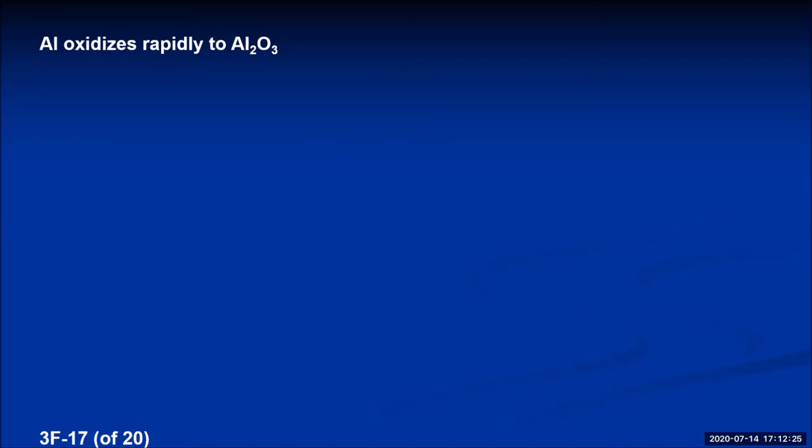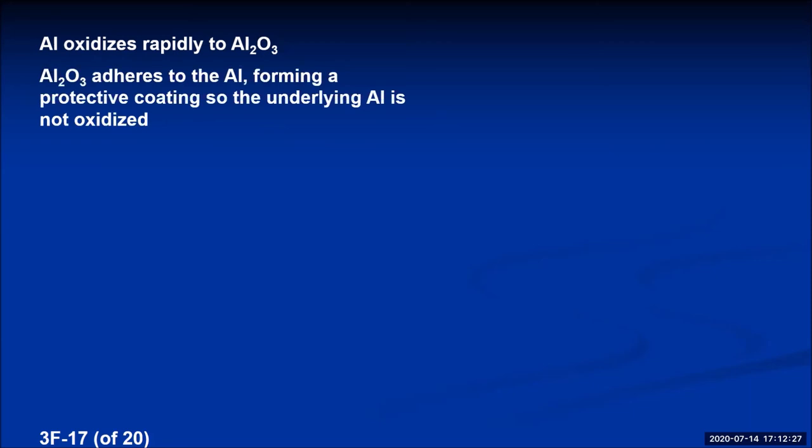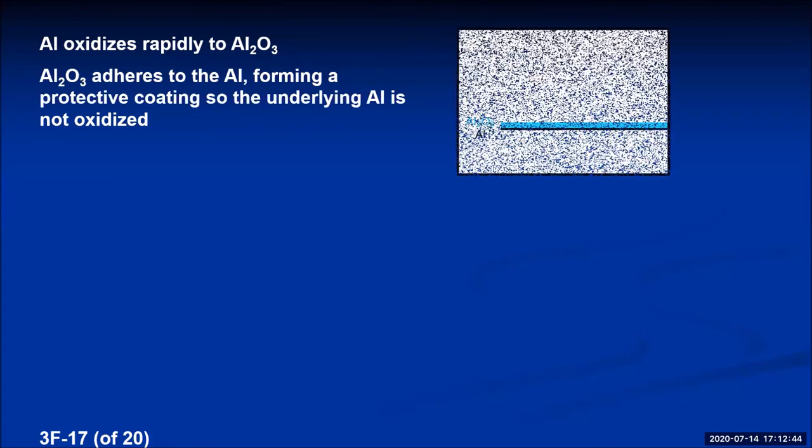So it happens very rapidly, but the aluminum oxide that's formed actually adheres very strongly to the aluminum metal itself, and it forms an entire protective coating on the aluminum, so the aluminum underneath it can't be exposed to the oxygen or the air or the water vapor anymore and doesn't get oxidized.